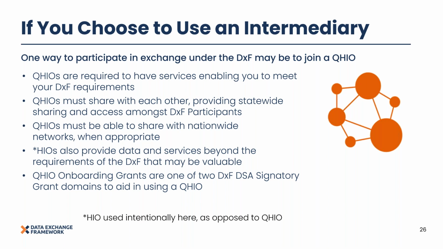So historically, these entities are very competitive, but it's a new day and very transparent and open and yet secure. And for the right reasons, information is being shared, and the QHIOs and the HIOs within California have all stepped up. They're not required signatories. QHIOs are required to sign, but HIOs are not, and a number of HIOs have already signed the DSA. There's some of those 1,500 who have signed, and they will provide statewide sharing and access amongst data exchange framework participants. They must be able to share with nationwide networks.